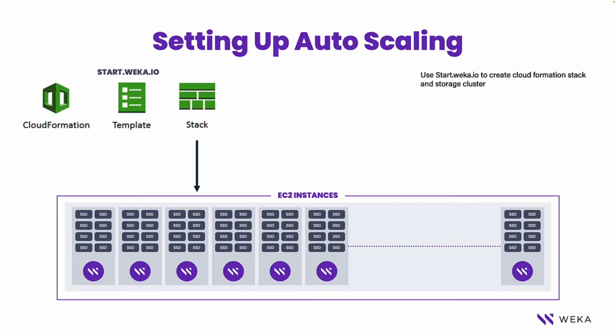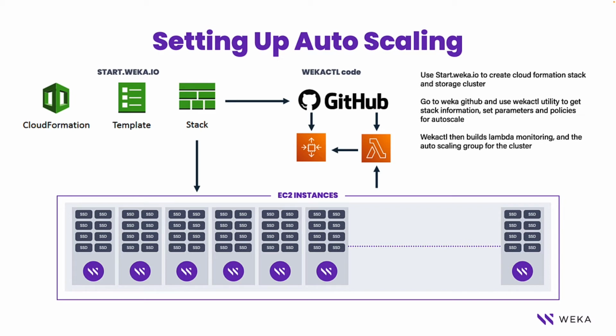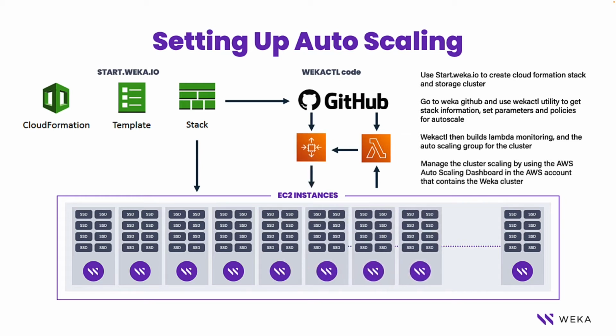The steps to setting up auto-scaling integration are very simple. First, we go to start.weka.io to create a CloudFormation stack, which we then import and begin to set up a storage cluster. Next, we'll go to the Weka GitHub, grab the Weka CTL code, which provides the integration, and you set a few parameters and policies for auto-scaling. Once that's in place, Weka CTL will then build Lambda monitoring and the auto-scaling groups for the cluster. Now, by using the auto-scaling dashboard in the AWS console or by automation, you can grow and, of course, shrink your cluster down as you need.